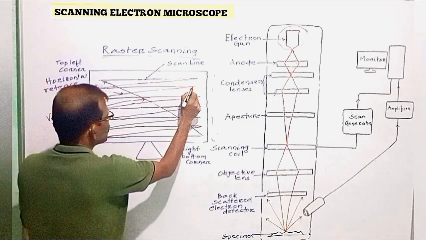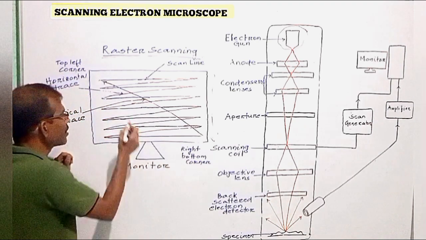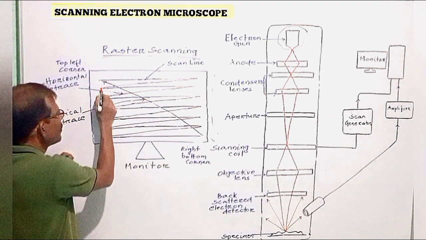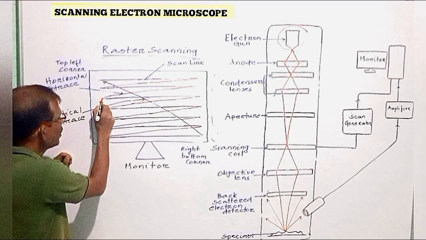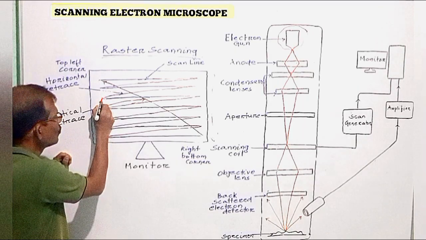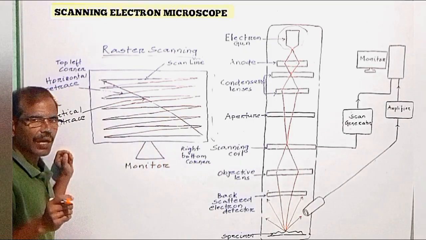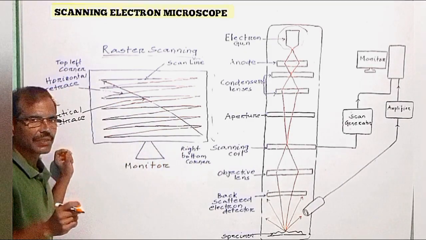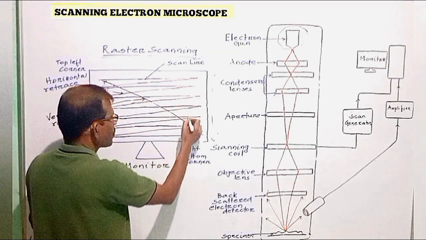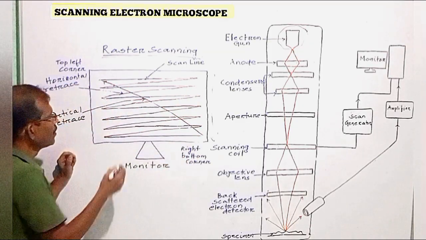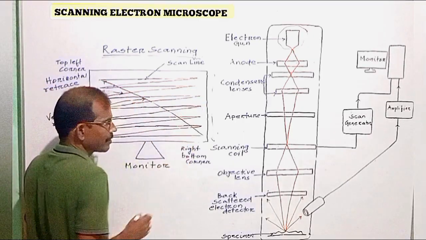When the beam reaches the right end, again it is turned off and returns back to the left below the second line. Again the beam is turned on and then moves from left to right. In this manner, scanning takes place in a systematic line-by-line pattern from top to the bottom. The electron beam moves from left to right.